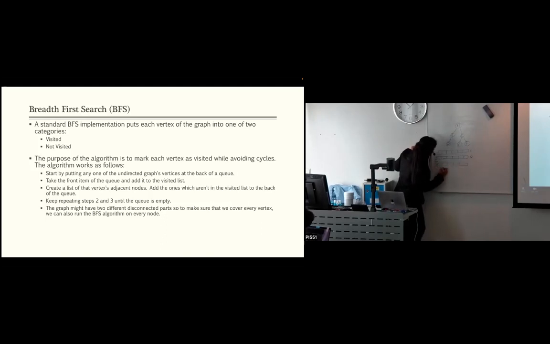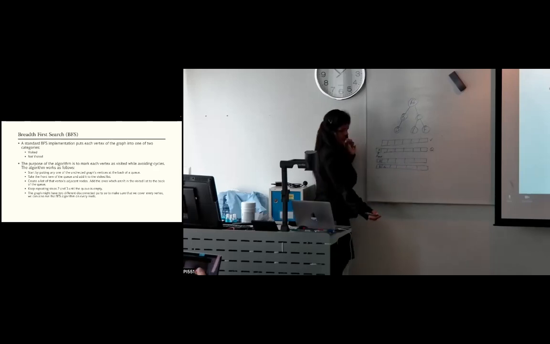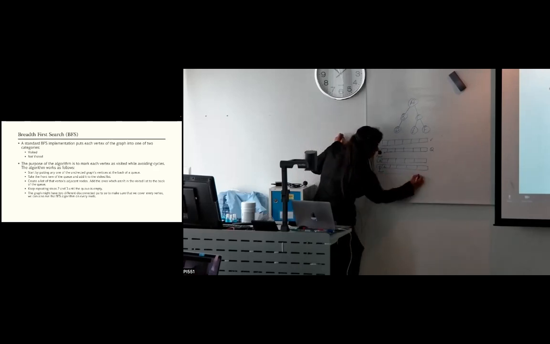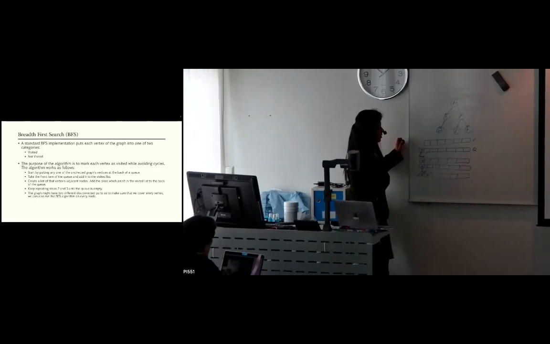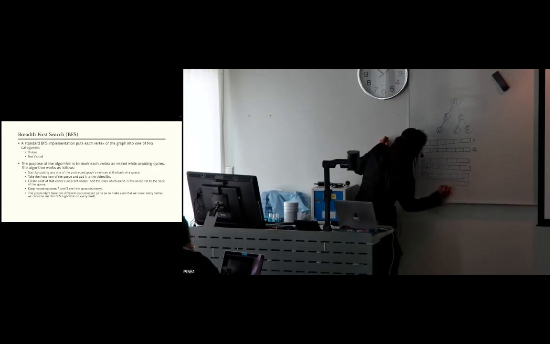So the next would be A, and who are the children? B and C. So who is at the front? B. So we can visit B now. A, B. So who is left in the queue? C.